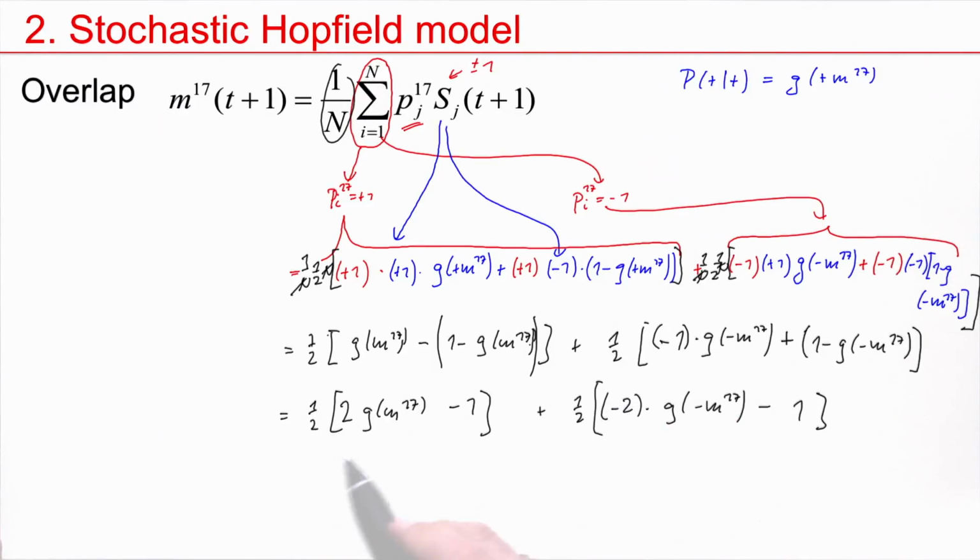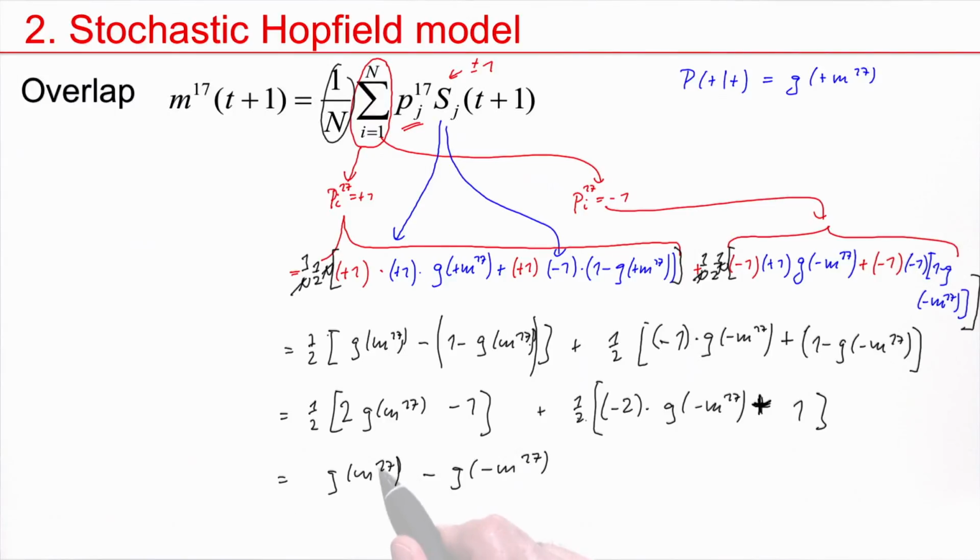So I have 1/2 times 2, which makes g of m17. Then this 1/2 gives a minus 1/2. And I made a mistake here. There is a +1 that comes in here. So I have minus 1/2 plus 1/2, they go. I have 1/2 minus 2 gives minus 1, g of minus m17.